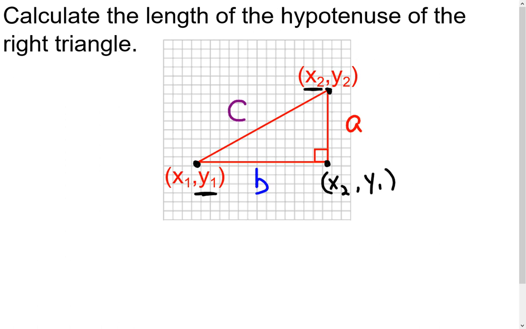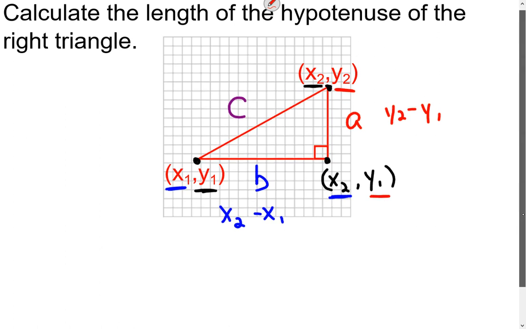So now I can figure out how long b is by looking at the x values. And if I want to find the distance in between 2 points, I just subtract those x values. So I'm going to take x2 minus x1. And there is the length of my b. For my a, I just have to look at my y values. Well, y value here, and if I subtract those, I end up with y2 minus y1. So I now have the length of two of the sides of my right triangle.